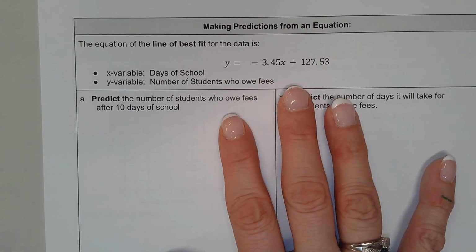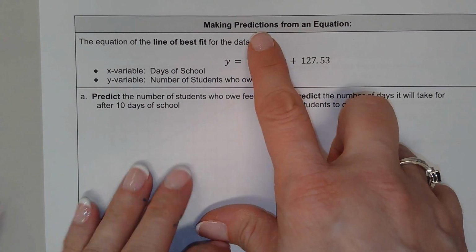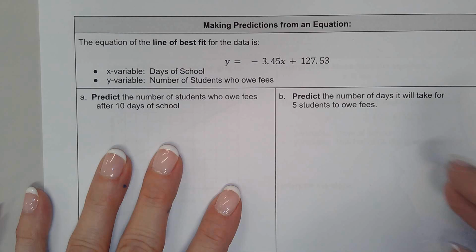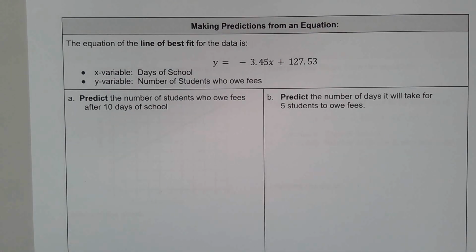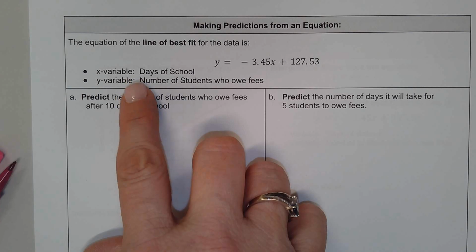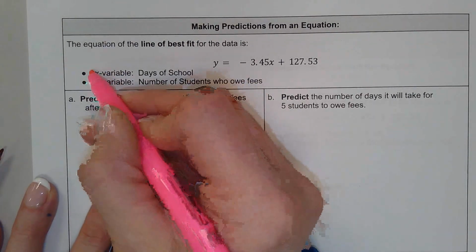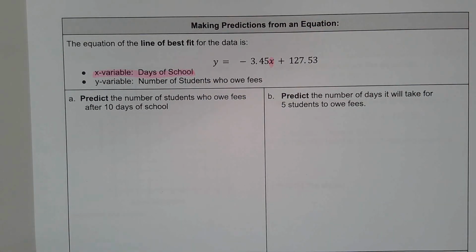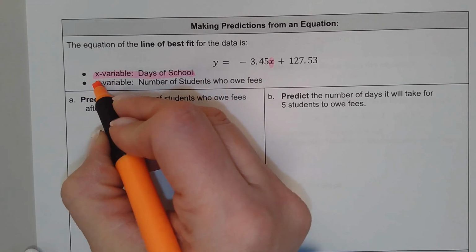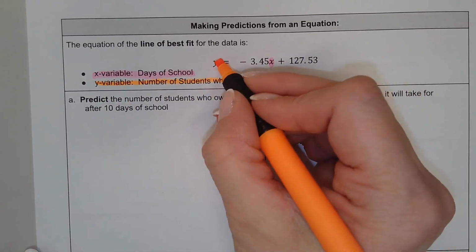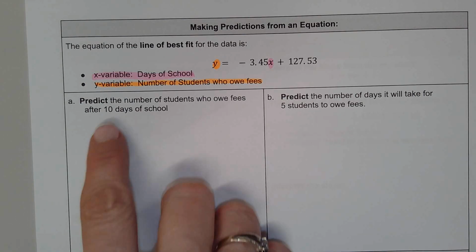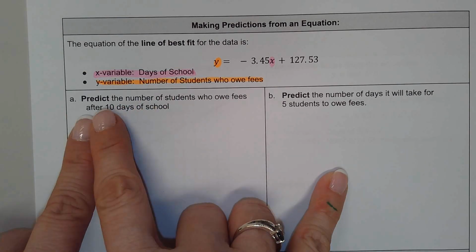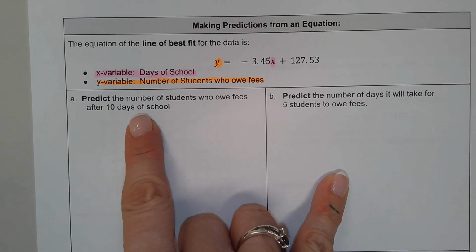You have to be able to use equations to make predictions. So you use the line of best fit, which is the line of prediction. Okay, we have to read the story here. It says that your x variable is the days in school. That's the x variable right there. And it says that the y variable is the number of students. So that would be the y variable. They want us to predict the number of students who owe fees if it is 10 days of school.